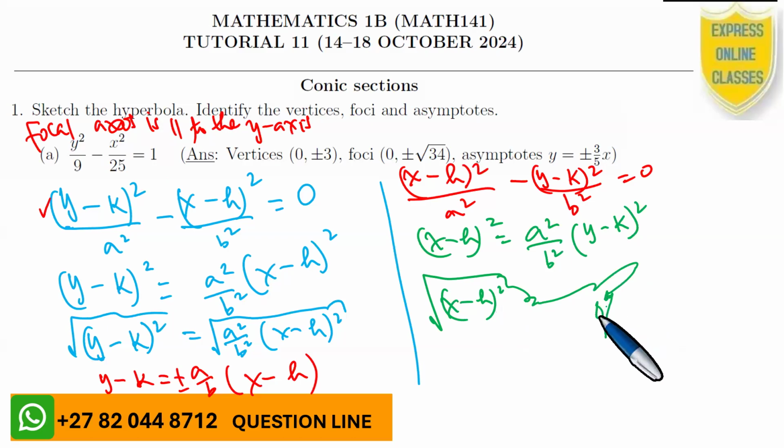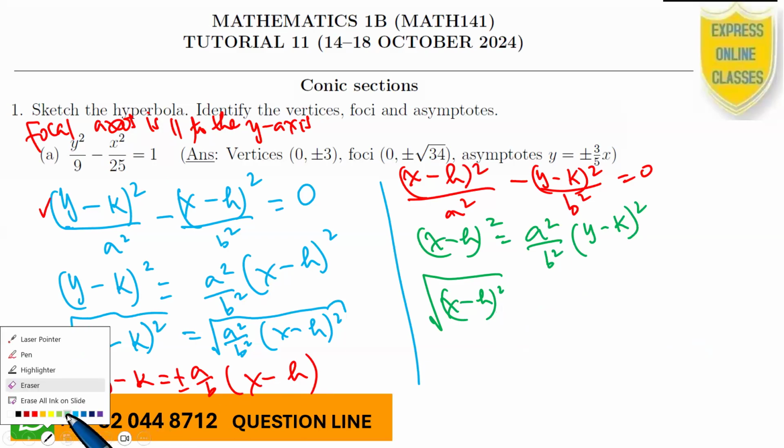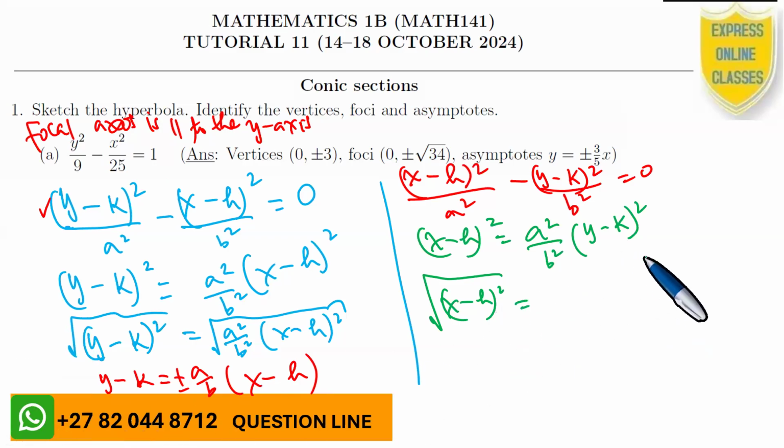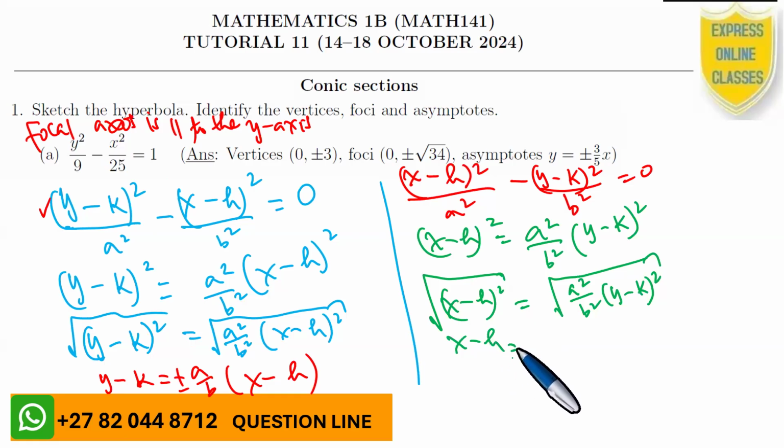Right, so we'd get the following. We'd have that this is equal to the square root of a squared b squared (y minus k) squared. And this in the end becomes what? It becomes exactly x minus h equals a over b (y minus k).